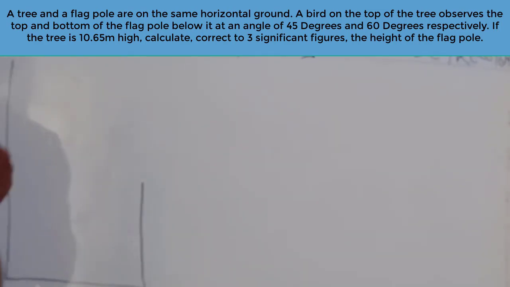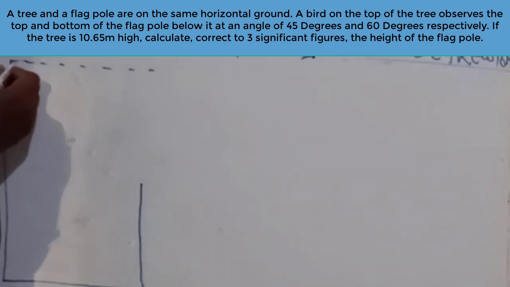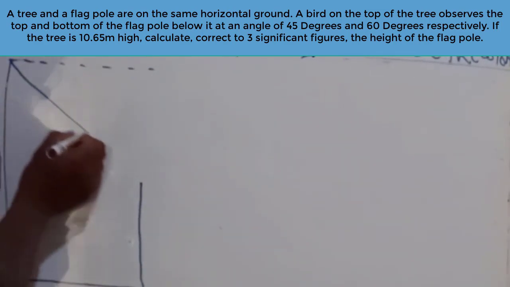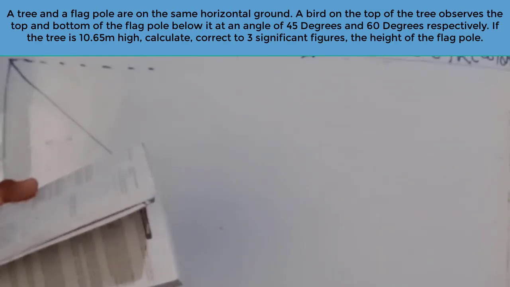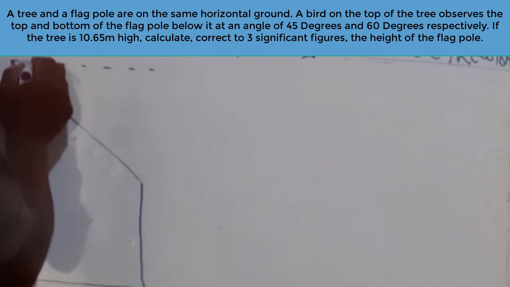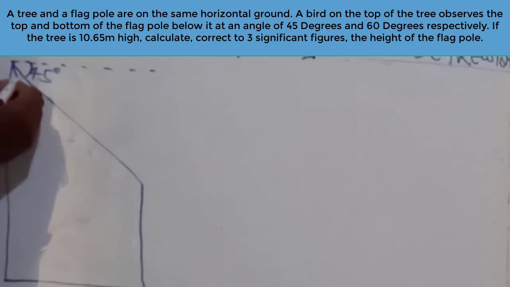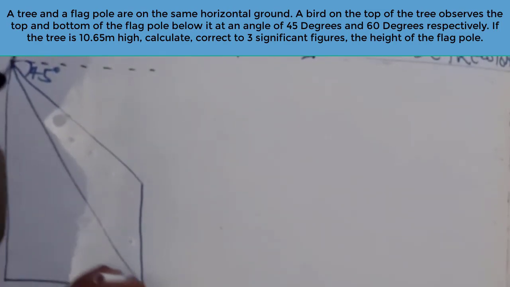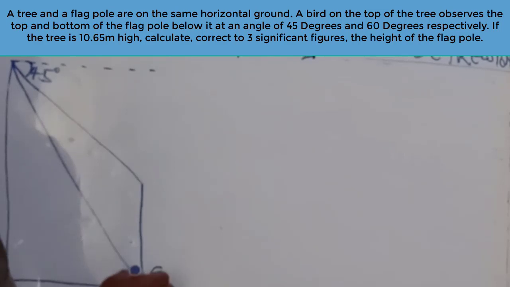Okay? Now, this is the normal line of sight. The angle of depression to the top is this. Remember that they've given us the angle of depression, which is 45 degrees. So I have 45 degrees here. And then we also have the angle of depression to the bottom of the flagpole. This is the tree. This is the flagpole.